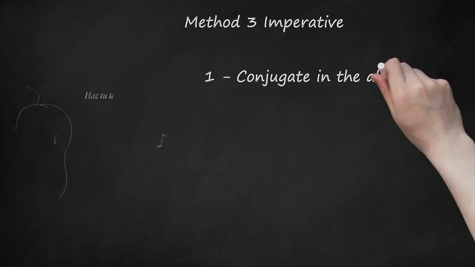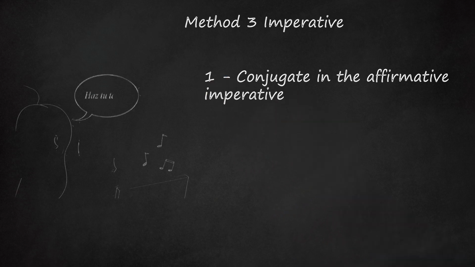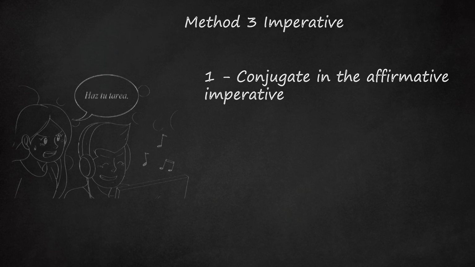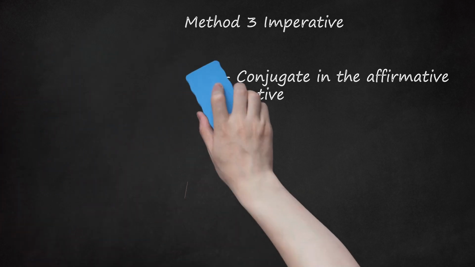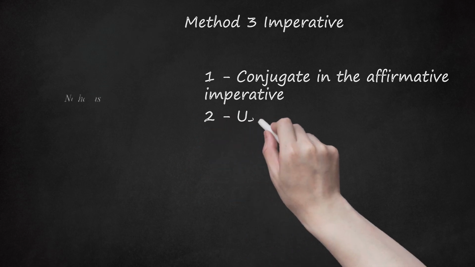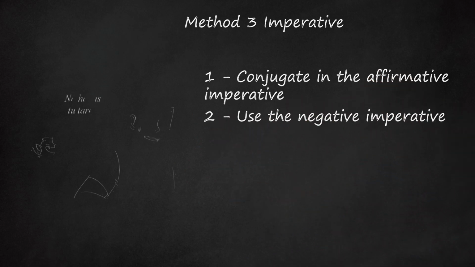Method 3, Imperative. 1. Conjugate in the affirmative imperative. You should use the affirmative imperative to give a command or demand about someone doing something. Note that there is no imperative conjugation for the first person singular yo, I. Example, do your homework, haz tu tarea. Tú, haz. Él, ella, usted, haga. Nosotros, as, hagamos. Vosotros, as, haced. Ellos, ustedes, hagan.